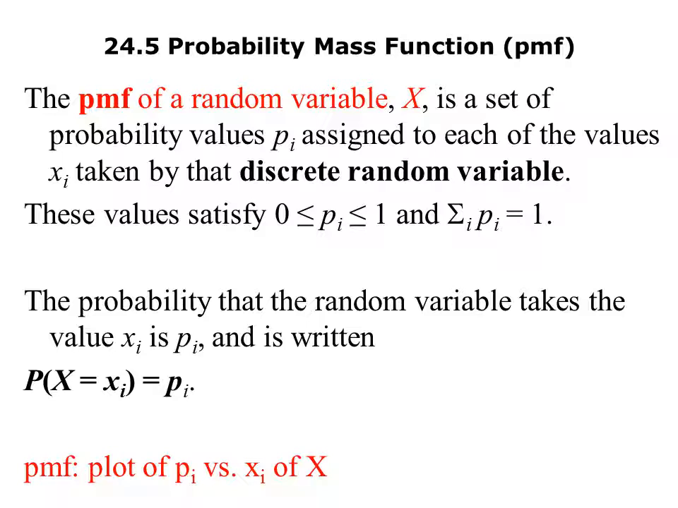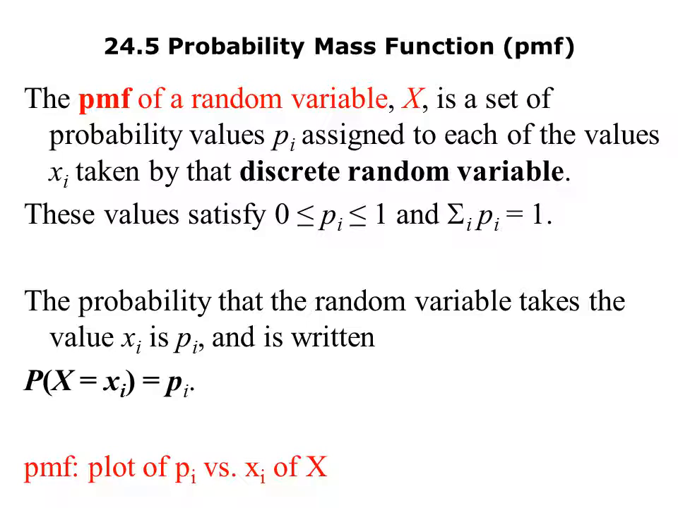Each of these values of the probability must individually be between 0 and 1, but might be 0 or 1. And when you sum them all up, those probabilities are lumps that when you sum them all together, they must sum to 1. The probability that the random variable takes some particular value, or the probability that your x_i has one particular value, x_i, is p_i.